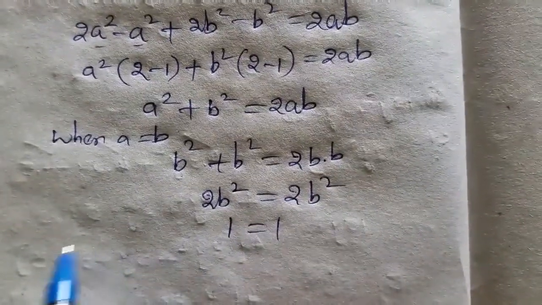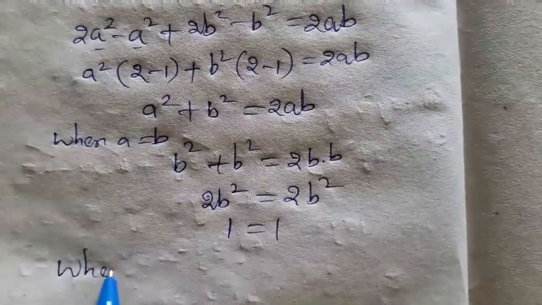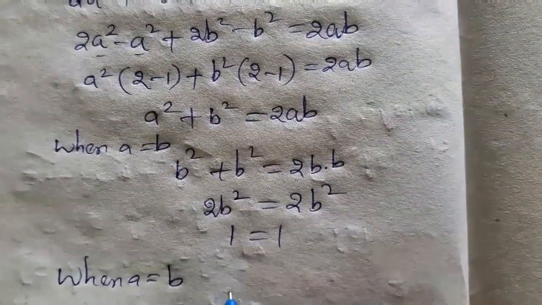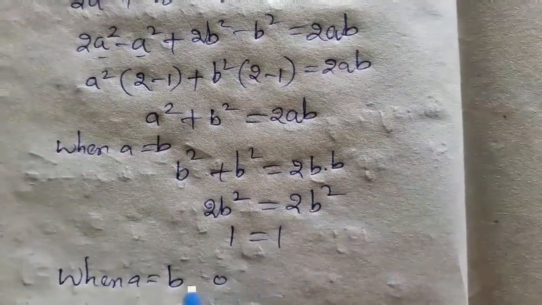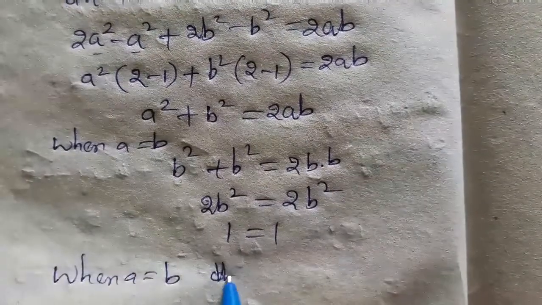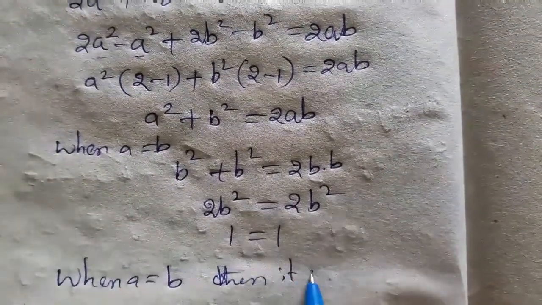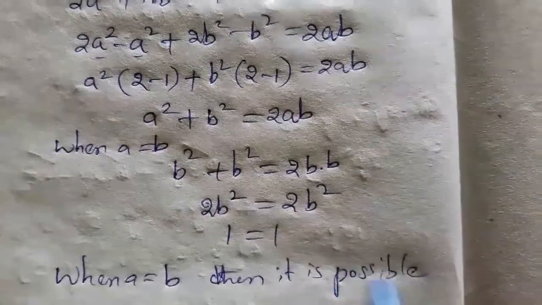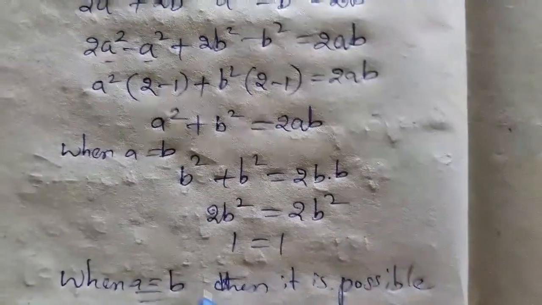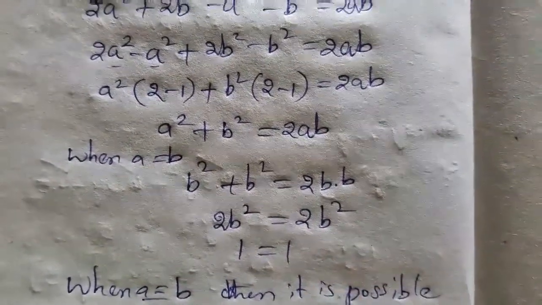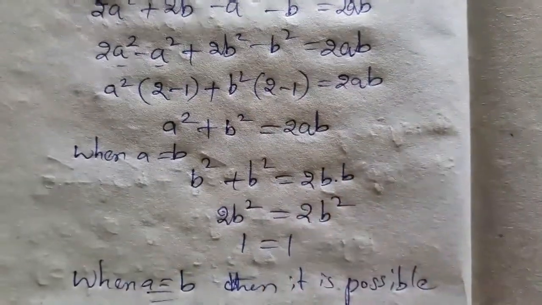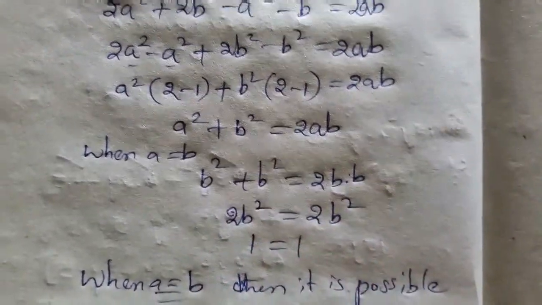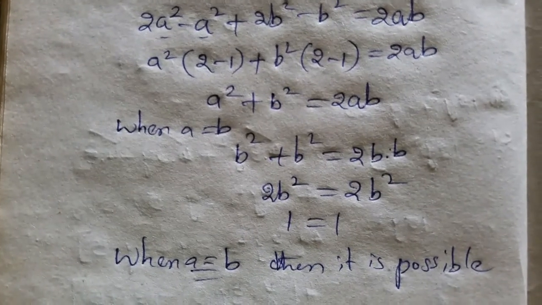Means when a = b, then it is possible, isn't it? Only when a = b, then it is possible. What is possible? Show that a = b, that is what they asked, isn't it? Do all of you understand? Yes.